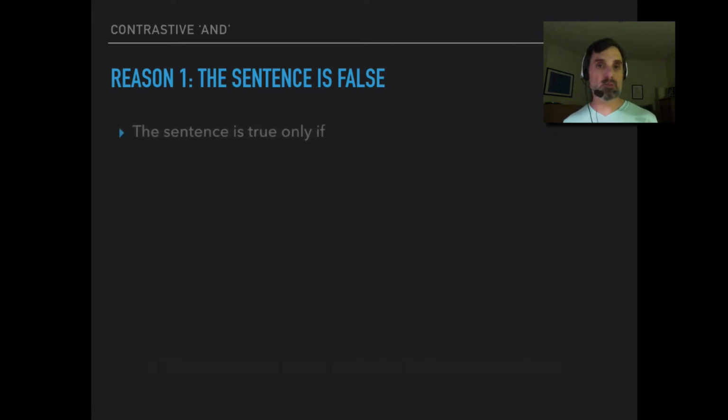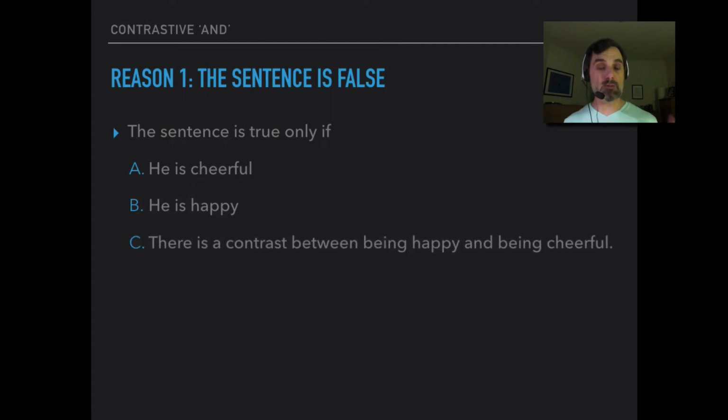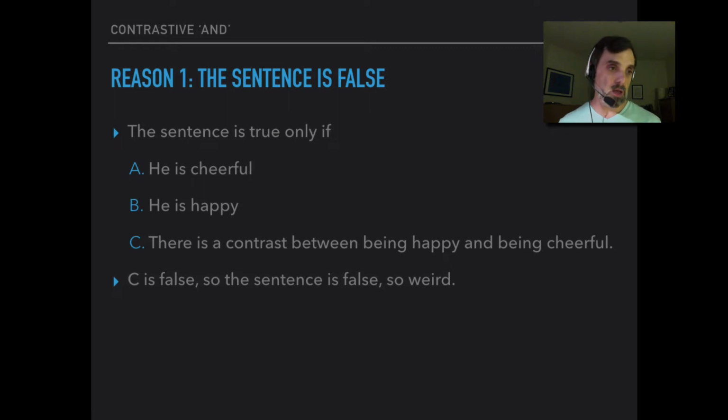Specifically, you might think "he is cheerful but happy" is true only if, first of all, he is cheerful. He's got to be cheerful for the sentence to be true. Also, he's got to be happy. And finally, there's got to be a contrast between being happy and being cheerful. But of course, there isn't a contrast between being happy and being cheerful. They go together very nicely. And so this third condition is false. There is no contrast between being happy and being cheerful.